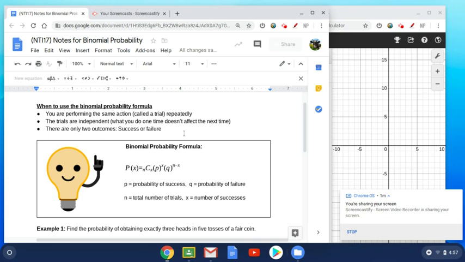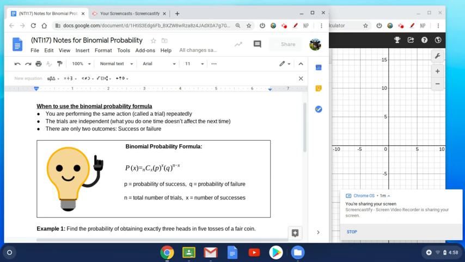The first thing that has to happen in order for me to use this new binomial probability formula is you have to be performing the same action over and over again, and we call that action a trial. So, an example of a trial could be that you're drawing a card out of a deck. It could be that you're rolling a dice. It could be that you're flipping a coin, but something that you can do over and over again.